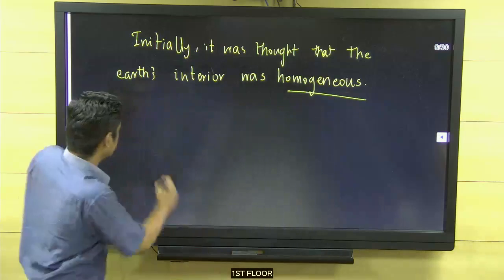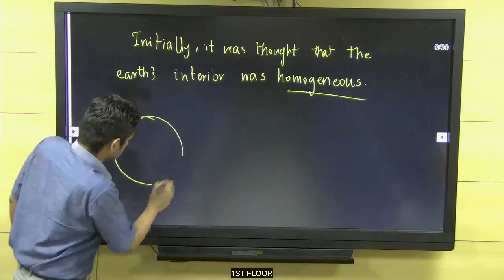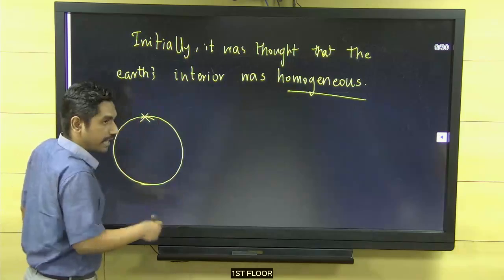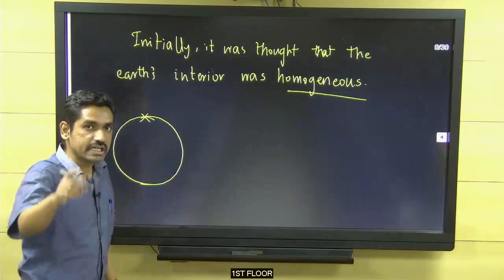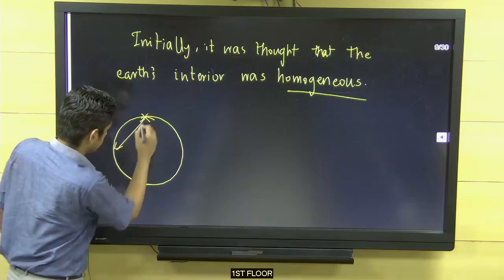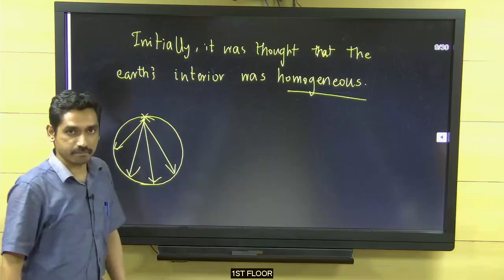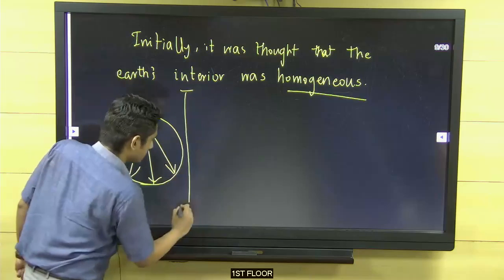But actually, if you have a homogeneous Earth, and I start from point 1, and you expect a release of energy, this is how the energy should travel. A wave should travel in straight lines. This was the expectation people had. But actually, the data was different.